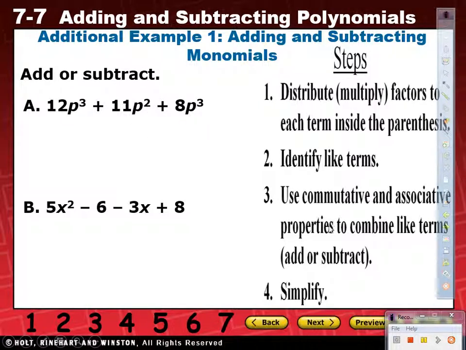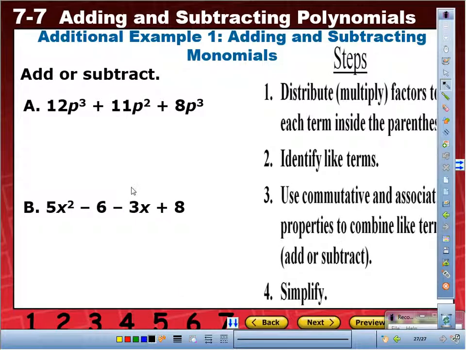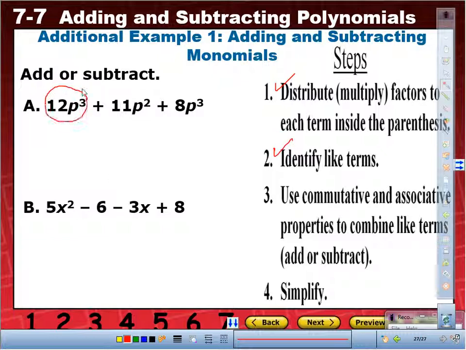Let's do this one together. Here we go. So you wrote add or subtract, and then A is 12p cubed plus 11p squared plus 8p cubed. First things first. Do we have anything to distribute or to multiply? Nope. Can we identify like terms? Yes. So I'm going to circle this one. Is there another one with the same variable, exact same exponents? Yes. So I circle this one. I already identified it.